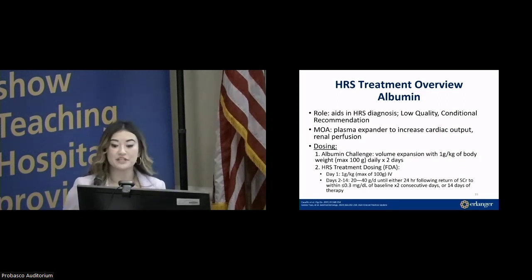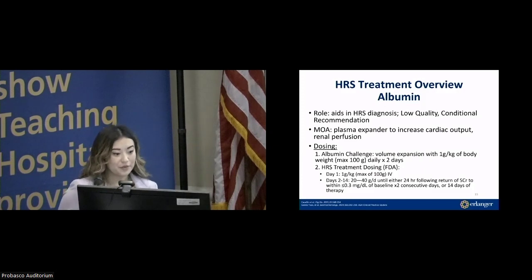It's beyond the scope of this presentation to talk about the appropriateness of albumin in the treatment. However, I do want to note its critical role as both a diagnostic and therapeutic tool to promote volume expansion. First, we typically use an albumin challenge to help facilitate diagnosis. Albumin alone is not treatment, and that has been demonstrated in various trials.